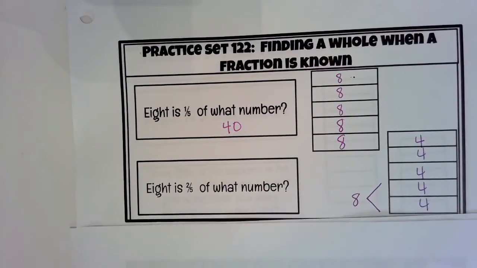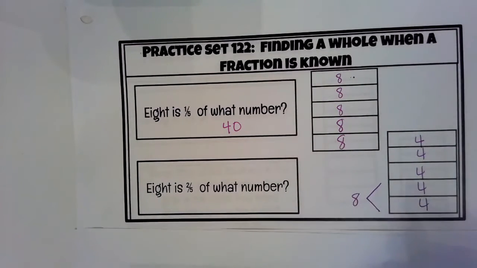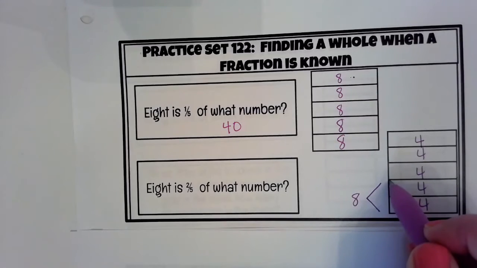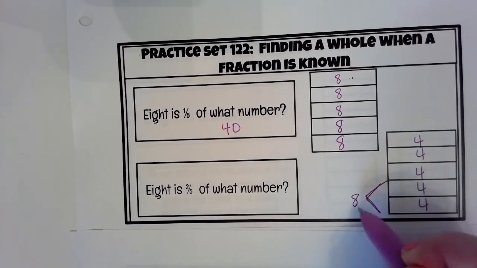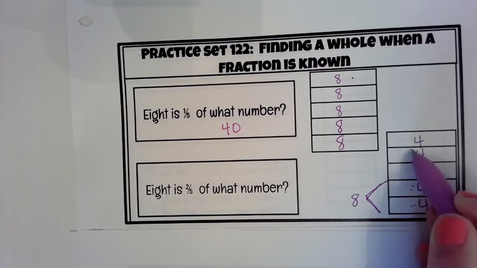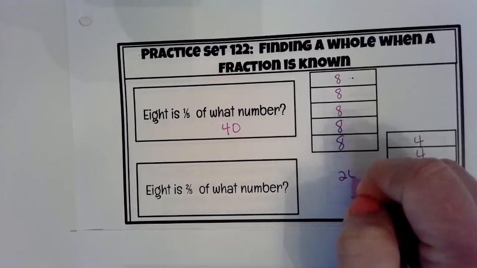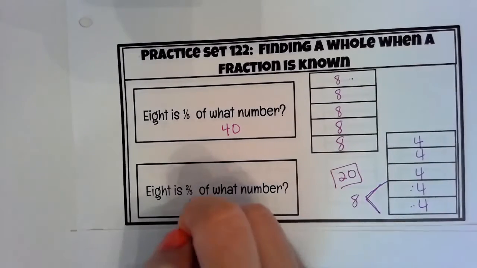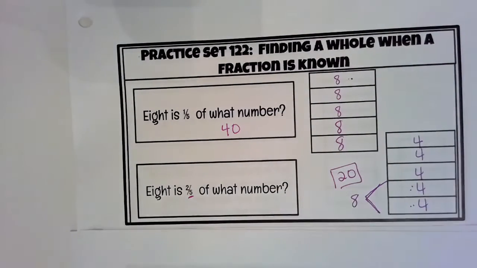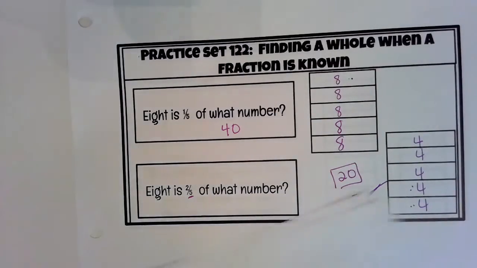Alright, next. 8 is 2/5 of what number? So over here, if 2 of our parts total 8, I'm going to divide 8 by 2 and get 4. 4 goes in each box. 4 times 5 is 20. And these are my total parts. How many boxes? There's 5. Okay, pause the video. I want you to do the next practice box.